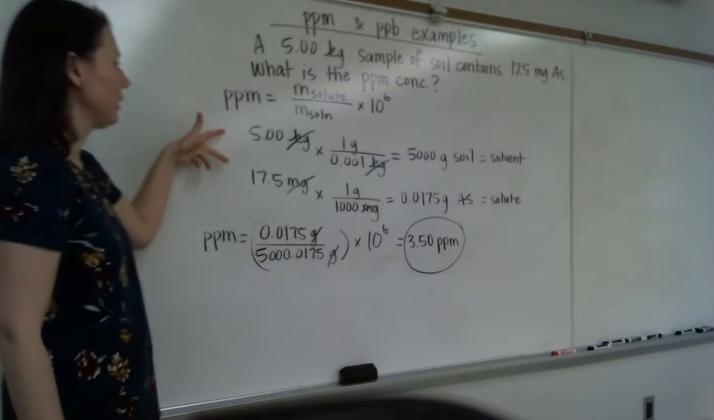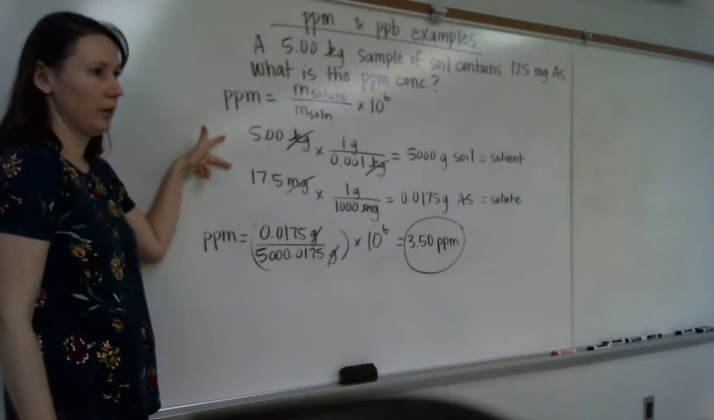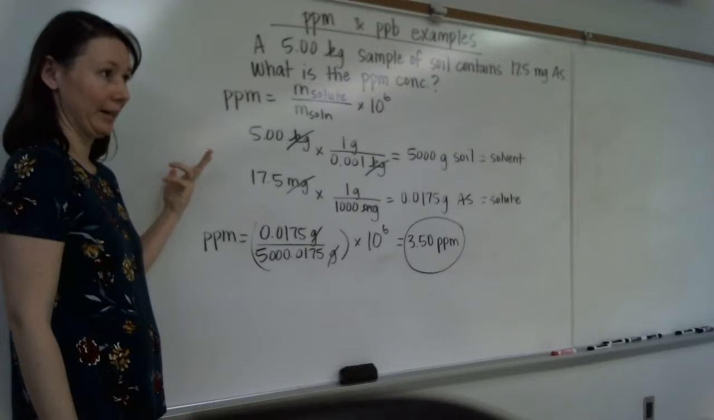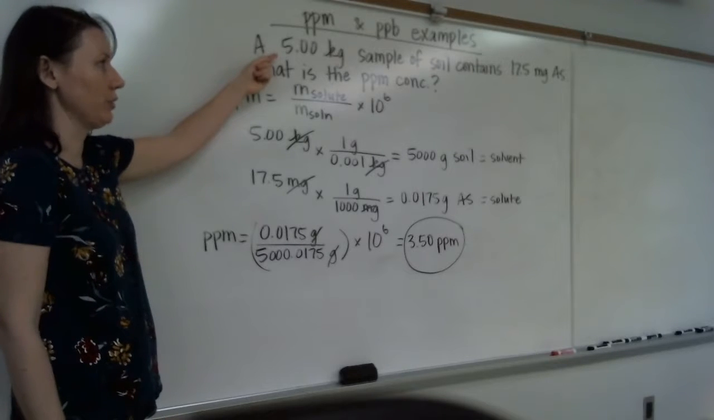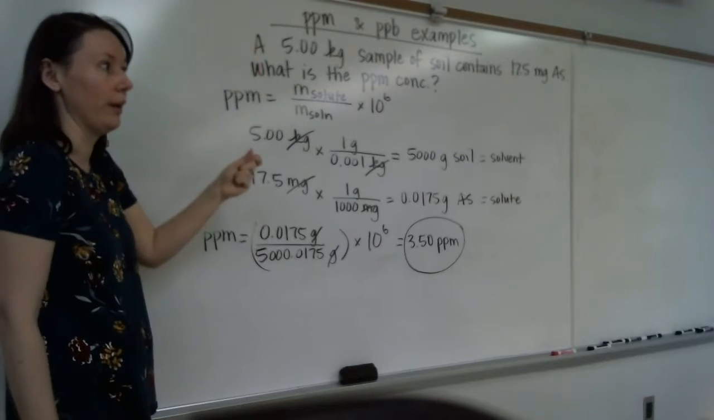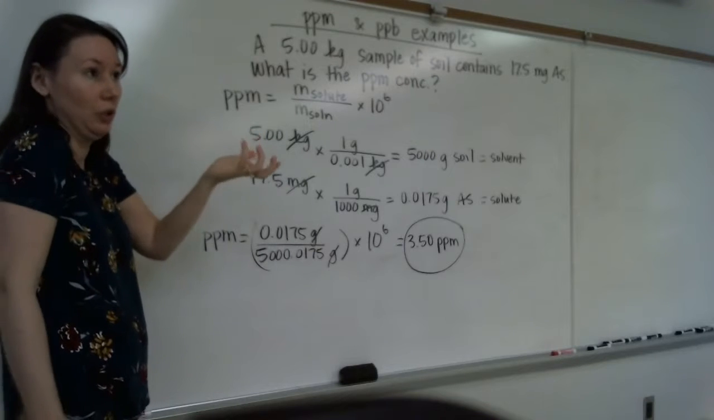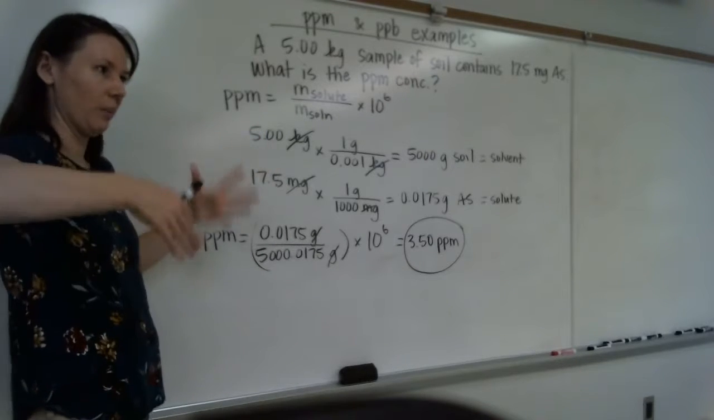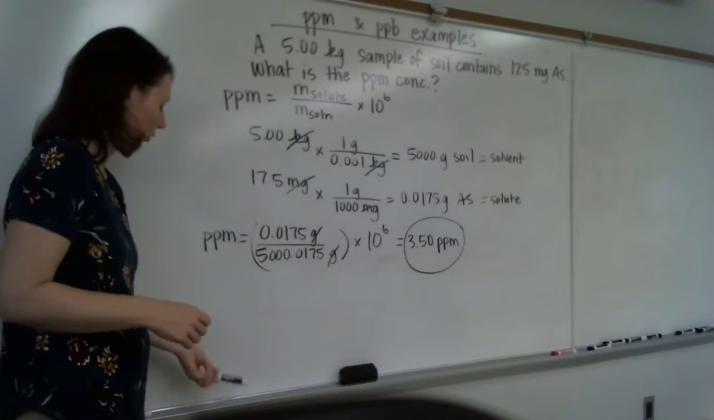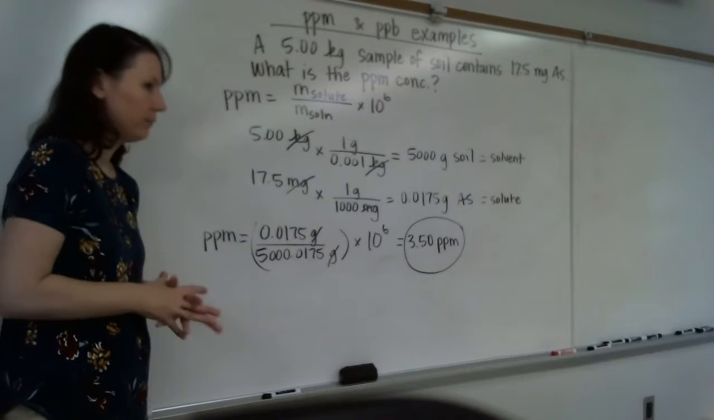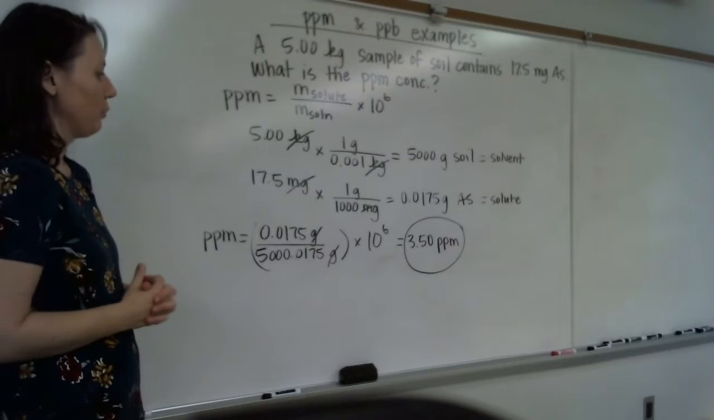You see why we had to do these conversions first? Because it's not very pragmatic to measure soil samples in milligrams unless you're literally going out and taking a little tiny pinch, which you could. But I'm imagining a big bag, right? That'd be a 5 kilogram bag. So 3.5 ppm.